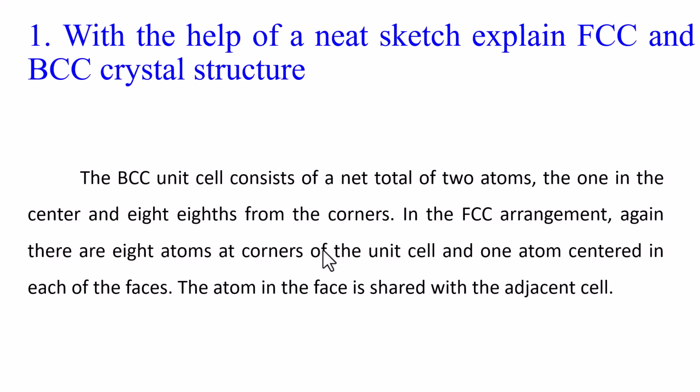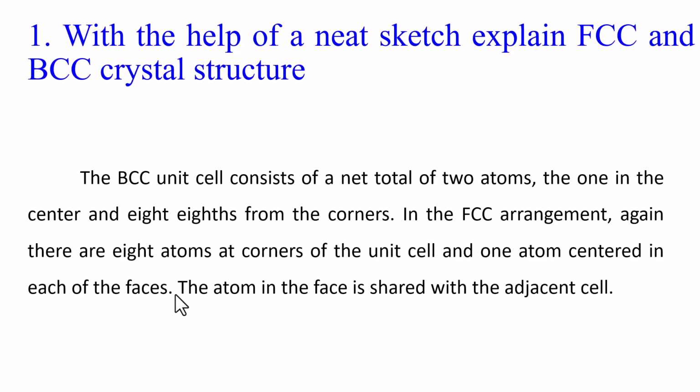In the FCC arrangement, again there are 8 atoms at the corners. Similarly to BCC, there are 8 atoms at the corners of the unit cell and one atom centered in each of the faces. There are 6 faces. At the center of each face, there is an atom. It is shared with another unit cell. So 1 by 2 will be for the one unit cell. So 1 by 2 into 6, 3.